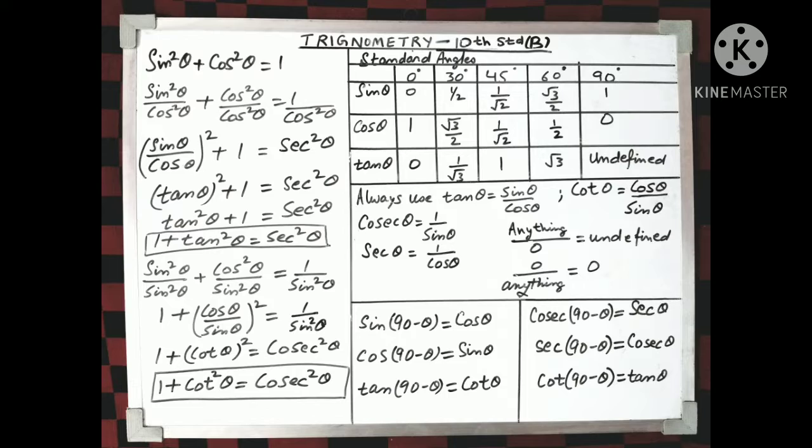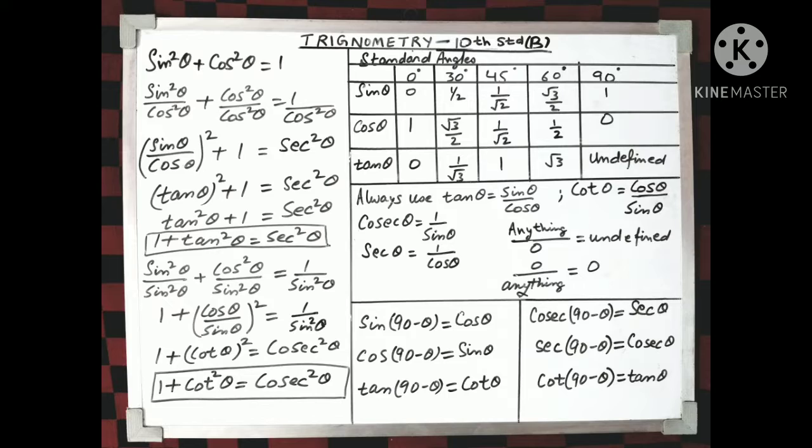Now see the third line, tan theta. We can remember it straight away as tan theta: 0, 1 by root 3, 1, root 3, undefined. That is tan 0 is equal to 0, tan 30 degree is equal to 1 by root 3, tan 45 is equal to 1, tan 60 is equal to root 3, tan 90 is equal to undefined, right?